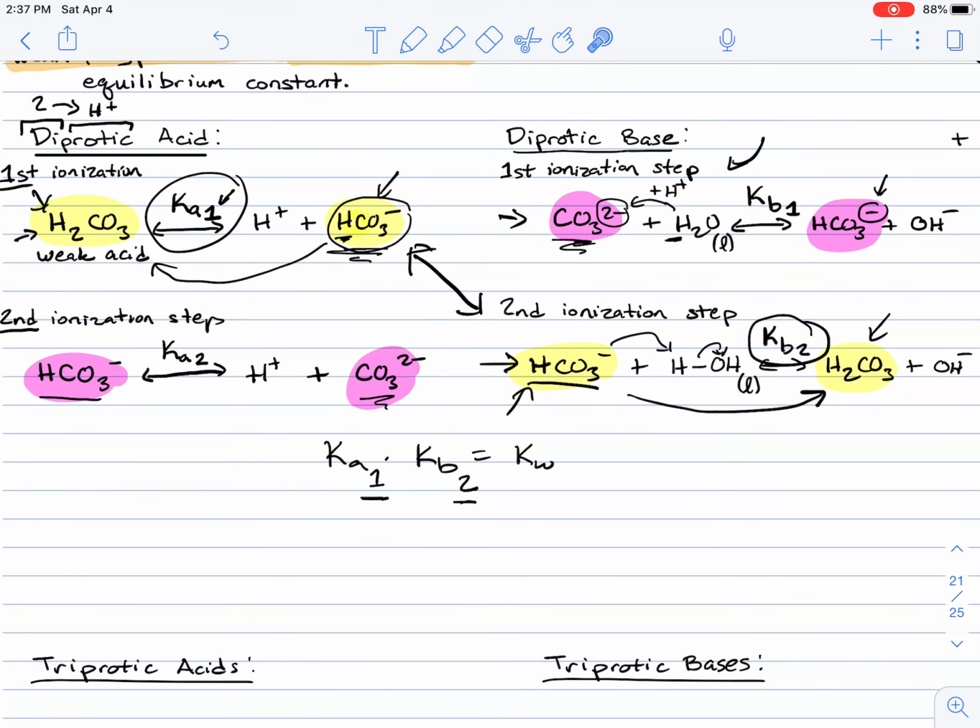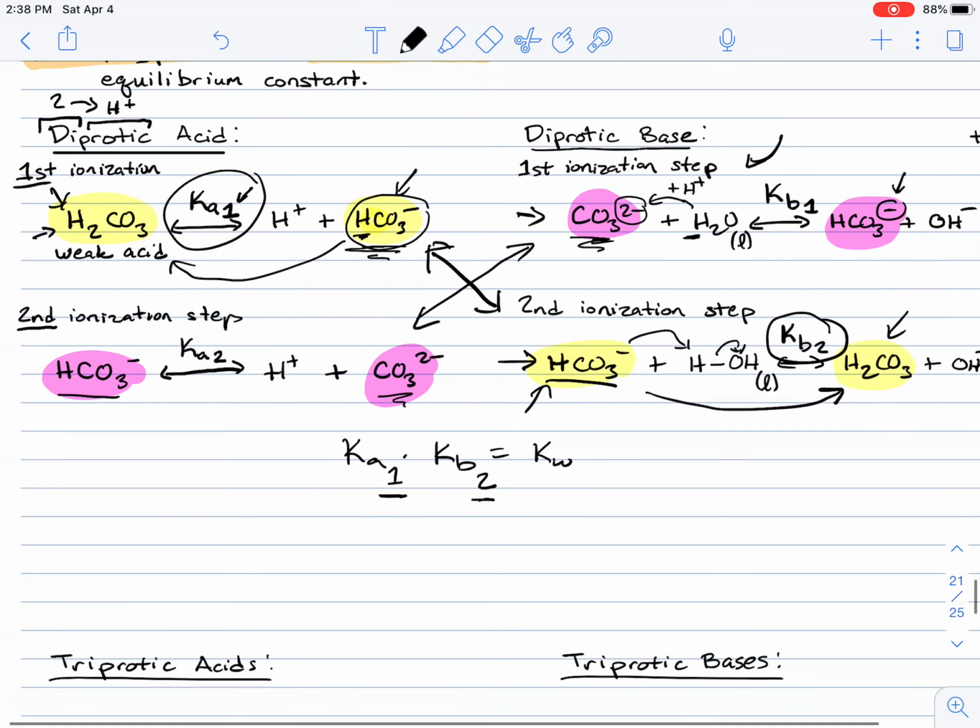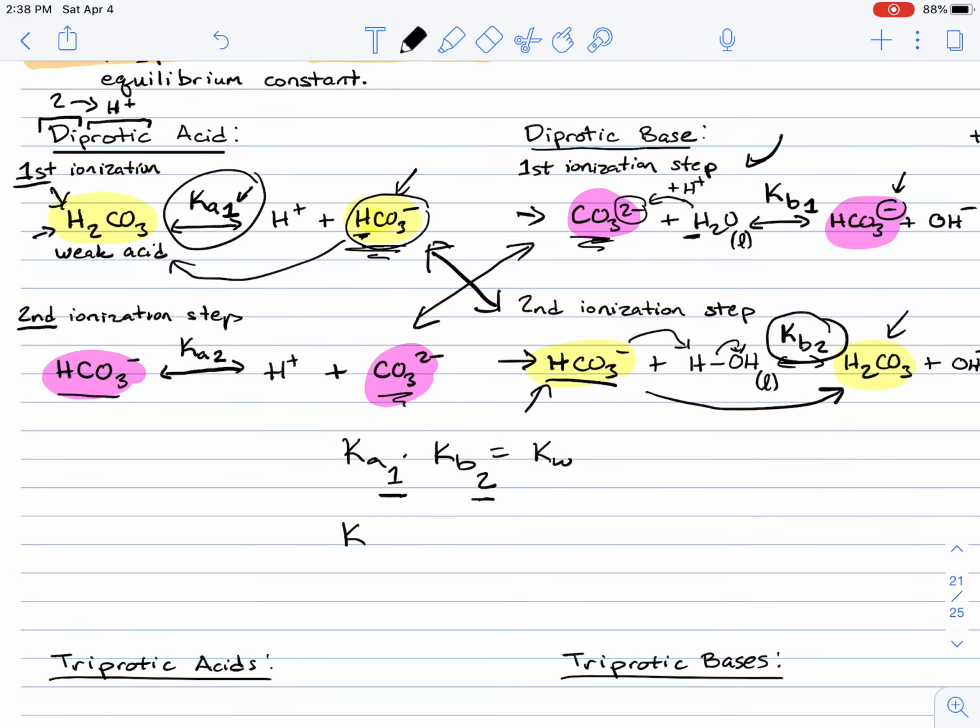And so what that's telling you is that these two chemical equations are opposites of each other, such that Kb1 is related to Kb2. And so when you guys are writing the relationship between Ka and Kb for the second ionization step of the acid, Ka2 is going to be related to Kb1, and that's going to equal Kw. Okay.